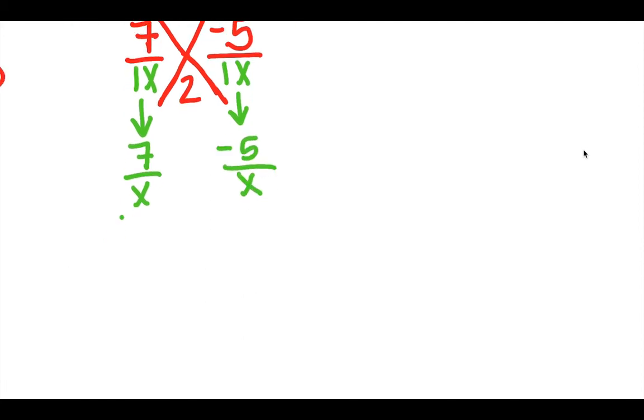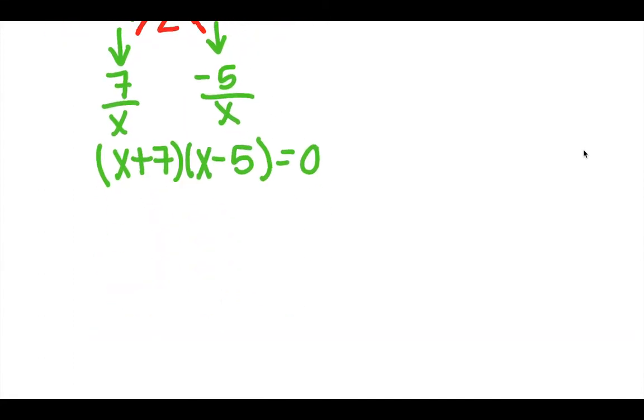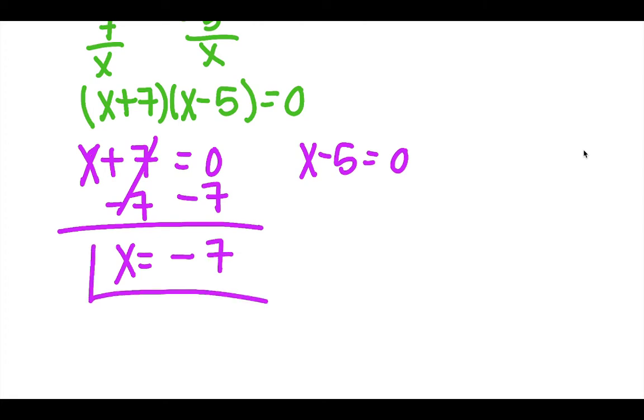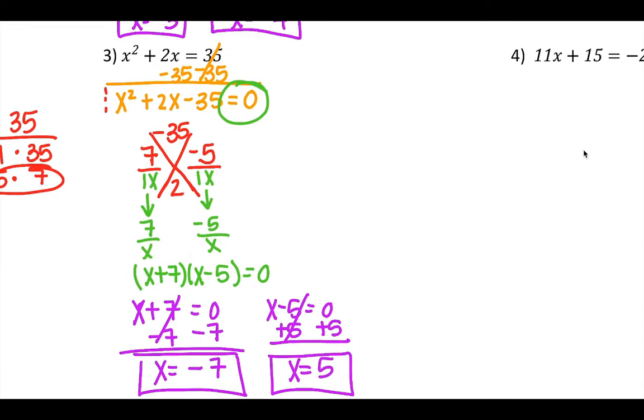Then I write my factors. So x plus 7, x minus 5. And again, it equals 0 because that's what we had up here. From here, it's like the ones we had on the very top. x plus 7 equals 0. x minus 5 equals 0. Now I can subtract 7 from both sides. x equals negative 7. So there's one of my solutions. And x equals positive 5 for another one of my solutions. So again, this is going to cross twice at those 2 spots.